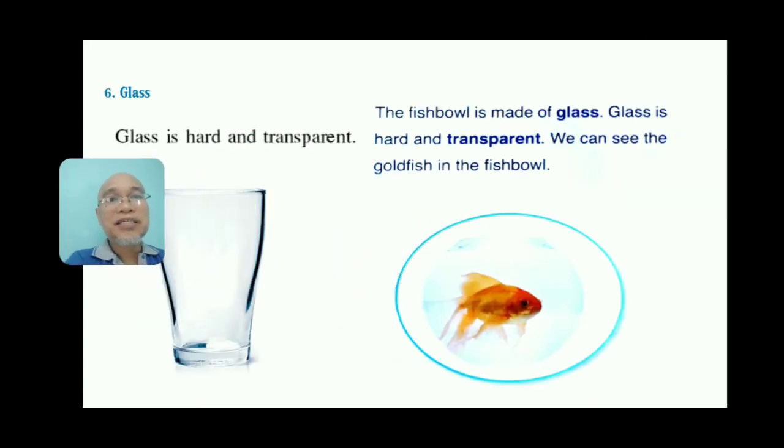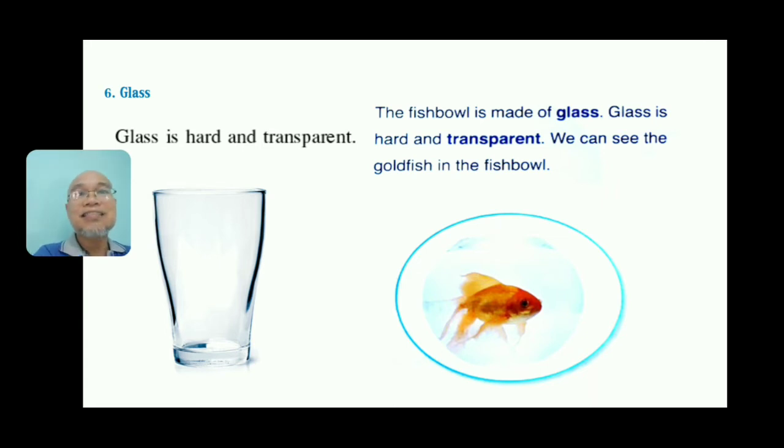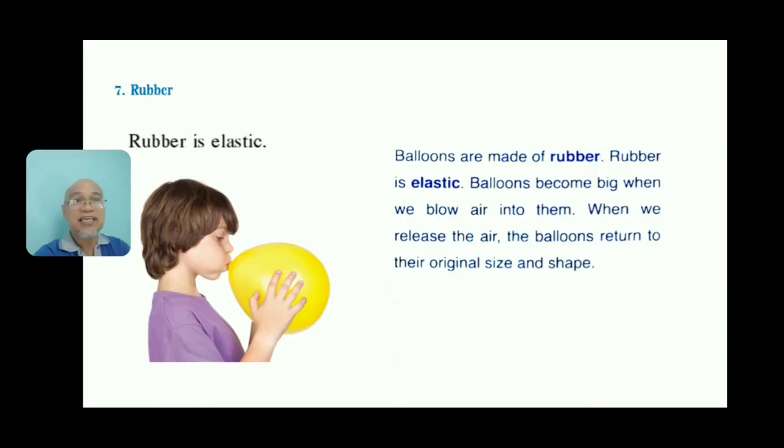All right? Now number 6 is glass. Glass is hard and transparent. Okay? The fish bowl is made of glass. Glass is hard and transparent. We can see the goldfish in the fish bowl. When you say transparent, you can see through it, right? You can see this fish. If it was opaque, you could not see the fish. Since it is transparent, you can easily see the fish.